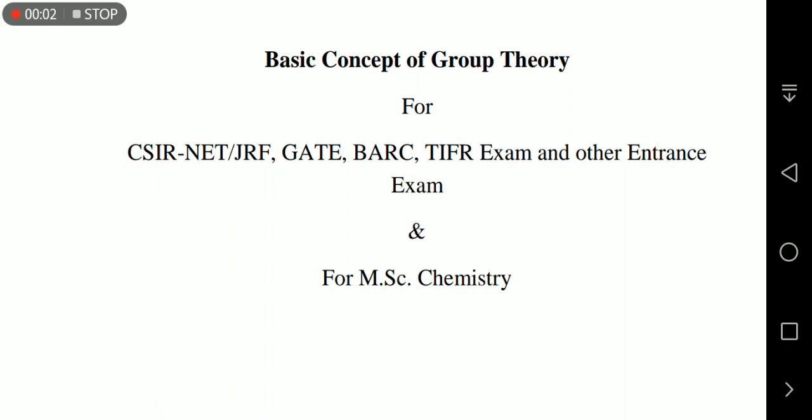Well, students, today I will discuss the basic concept of group theory. This unit is very important for your entrance exams like CSIR-NET JRF, GATE, BARC, TIFR and other entrance exams. My name is Chandan. In this unit, I will cover the basic points of group theory.